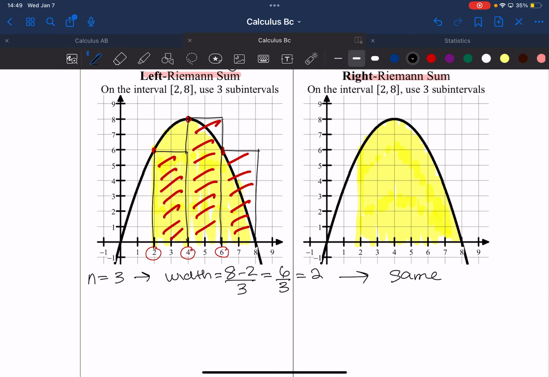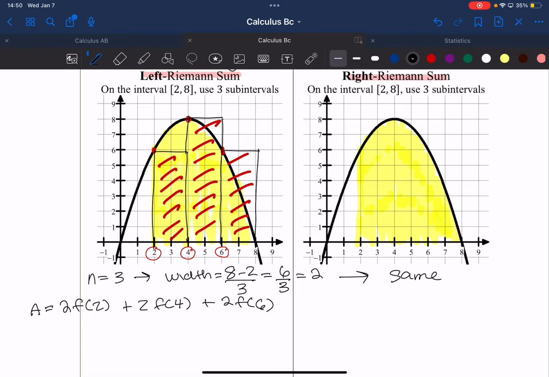Well, in order to calculate this, we know the area of a rectangle is base times height. So when we find this, we're going to end up using the equation that they gave us above. So area is equal to 2 times f of 2, because we used 2 on the x-axis. In order to find what that height is, we're going to plug it back into the function, or we could look at the graph. Plus 2 times f of 4 plus 2 times f of 6. So we're taking the area of each of those rectangles and adding them together.